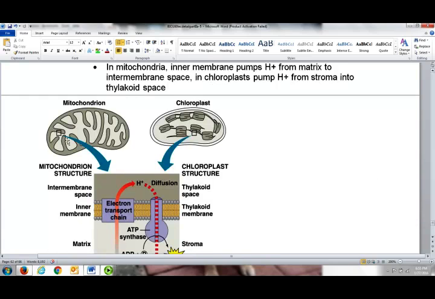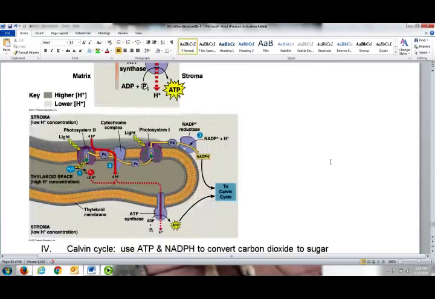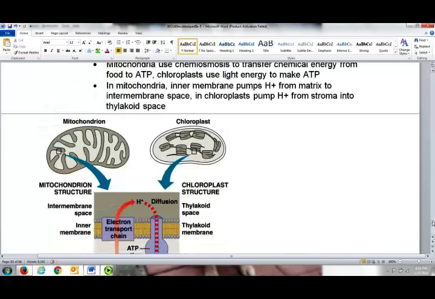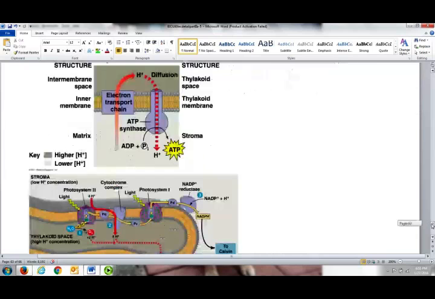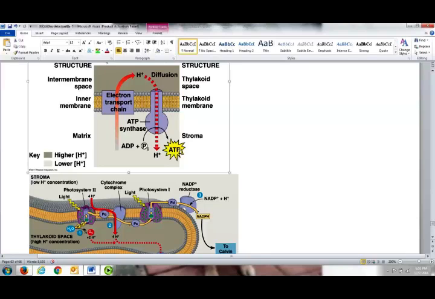So here you can see similar structure of the mitochondria and the chloroplast. And you can see here in this picture that you've got this ATP synthase at the end, so that when you have the hydrogens that are all on the one side of the membrane and they come across through the ATP synthase, they will help to phosphorylate ADP to make ATP. So similar process in both the mitochondria and the chloroplast.